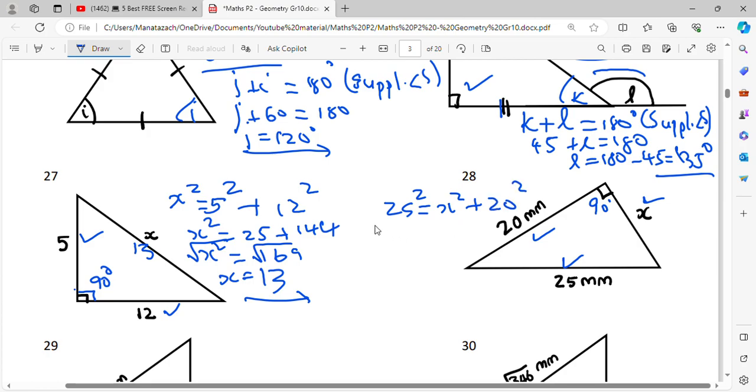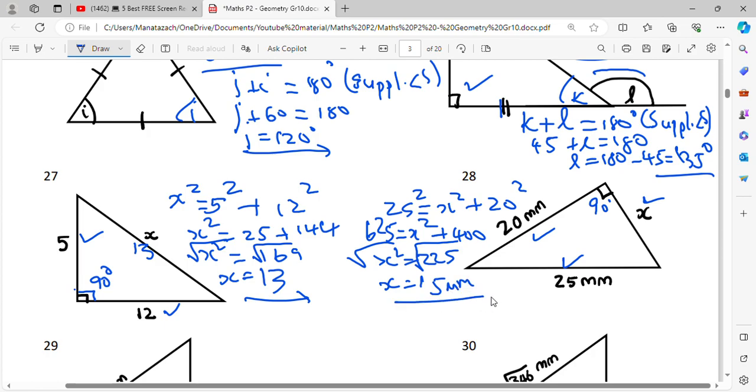So 25 squared, what is it? It's going to give us 625 is equal to x squared and then 20 squared will give us 400. X squared is equal to 625 minus 400, which means x squared will be 225. When you put square root sign both sides, you find that x is 15. Remember the unit, 15 millimeters.